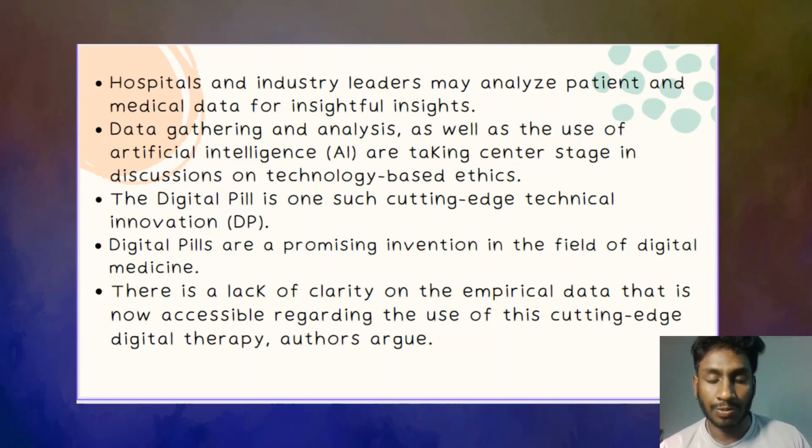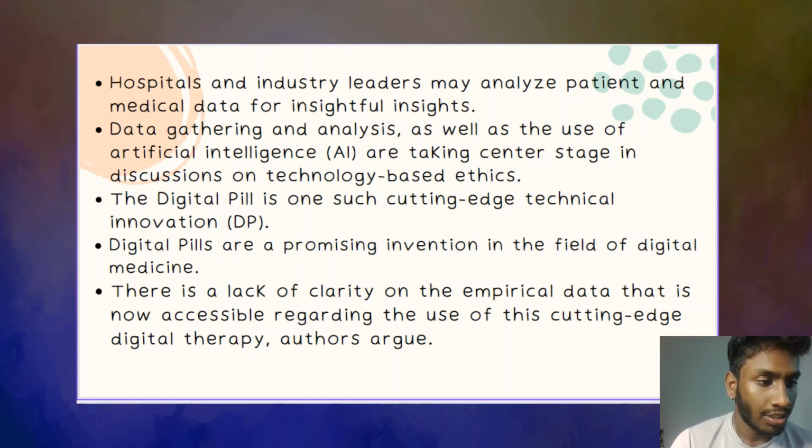The digital pill is one of the cutting-edge technical innovations. Digital pills, DP, are a promising innovation in the field of digital medicine. There is a lack of clarity in the empirical data now accessible regarding the use of this cutting-edge technology. However, the ethical problems have primarily been articulated from a theoretical standpoint.